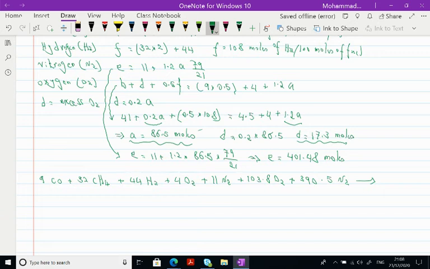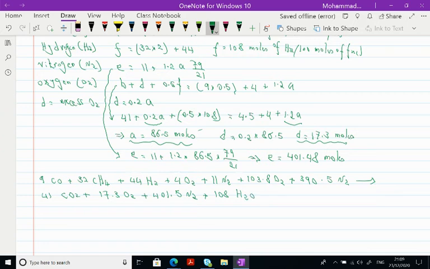On the right hand side we are going to have 41 CO2 plus 17.3 O2 plus 401.5 N2 plus 108 H2O.